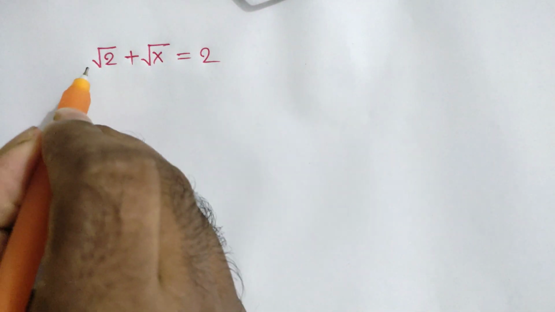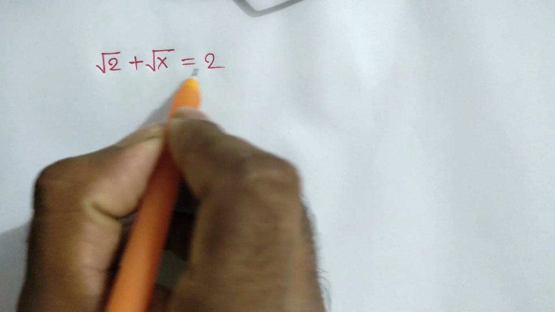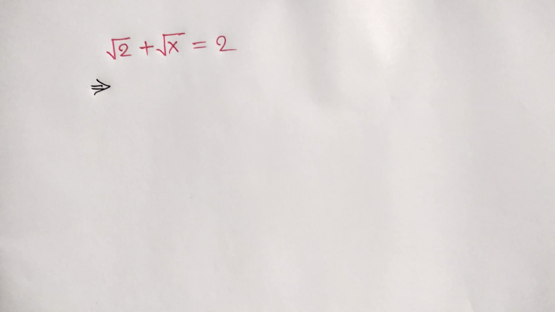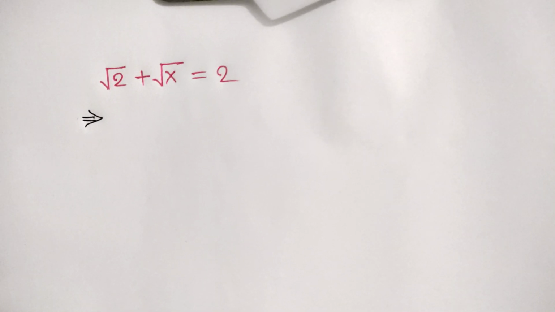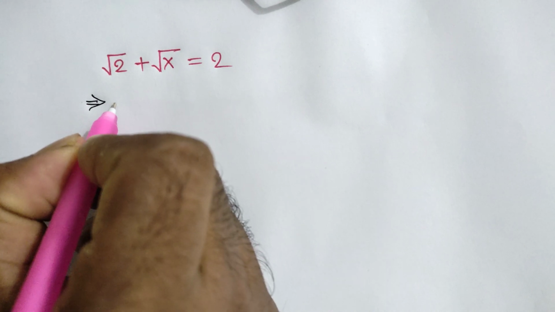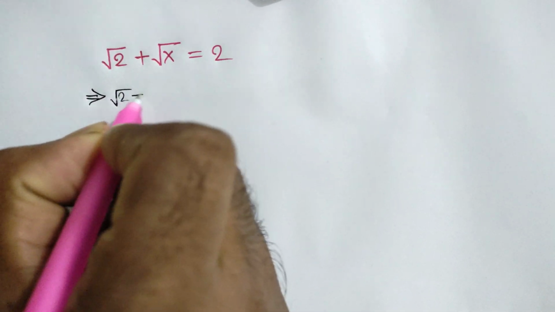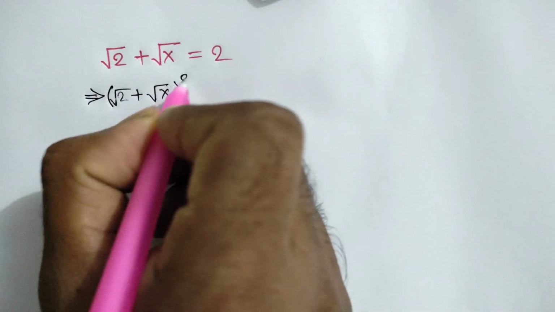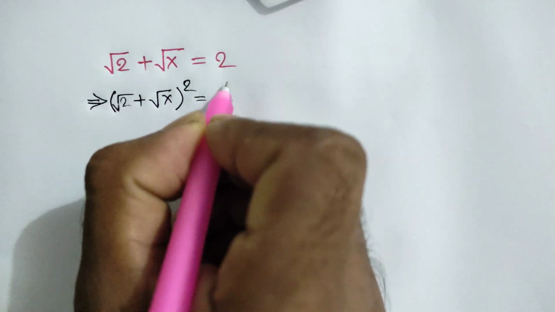Today I am going to show how to find the value of x where square root of 2 plus square root of x is equal to 2. Squaring both sides we can write: (square root of 2 plus square root of x) whole square is equal to 2 square.